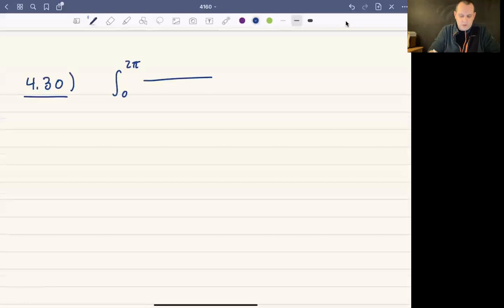From 0 to 2 pi, 1 over 2 plus sine theta d theta. Now, I say this is a Calc 1 integral. It is not a Calc 1 integral. There are no methods in Calc 1 that can solve this. There are no methods in Calc 2 that can solve this. It turns out you actually need complex analysis to solve this.